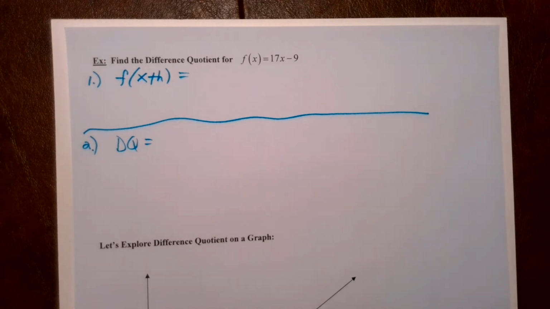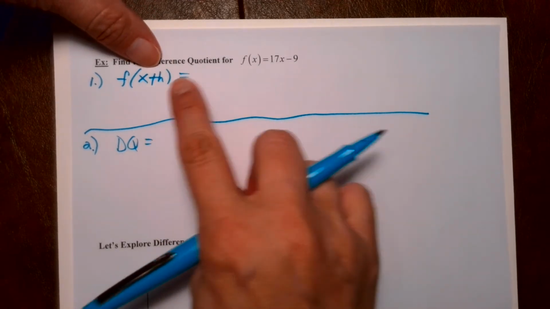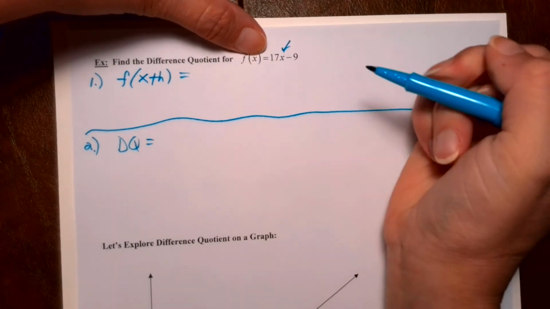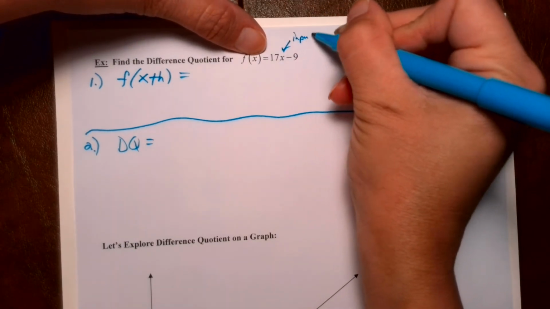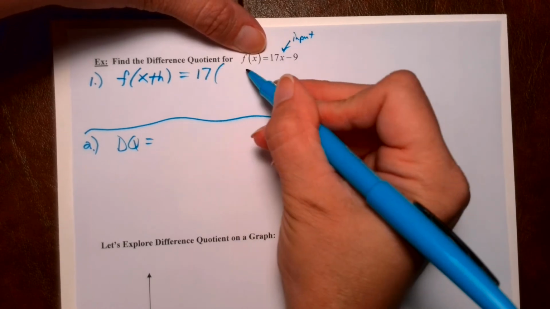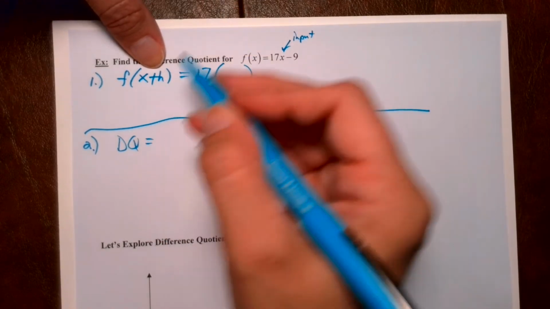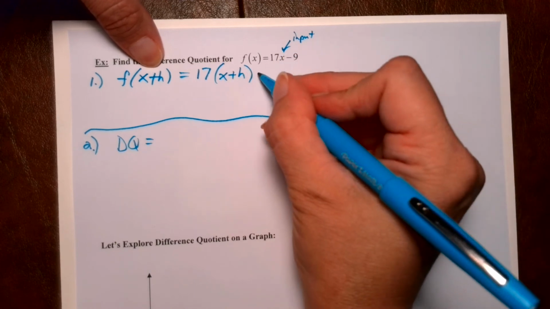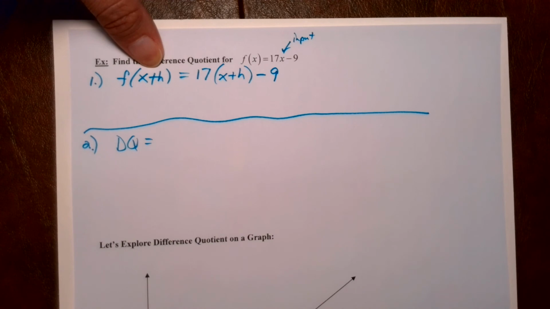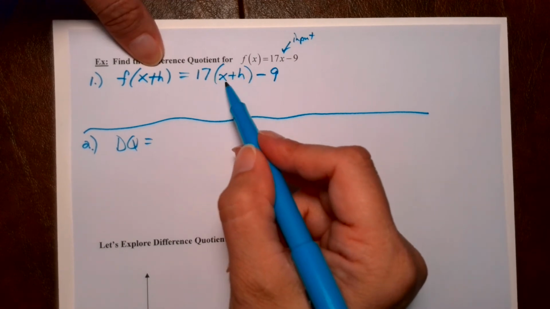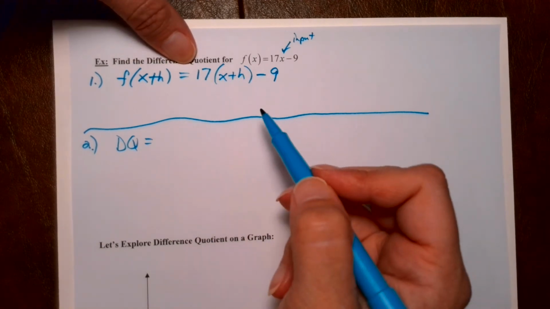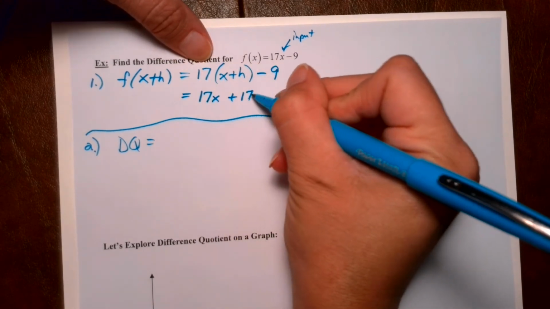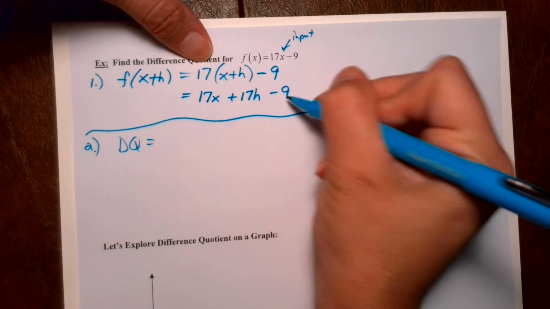The first thing I'm going to do here is plug this quantity into the function. The function says 17 times input, and the input here is the quantity x plus h, minus 9. Oh, this one's actually really easy. I don't have to FOIL this up. I just have to distribute. So this is 17x plus 17h minus 9.